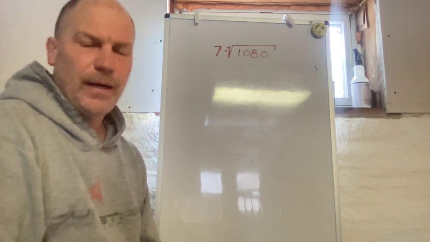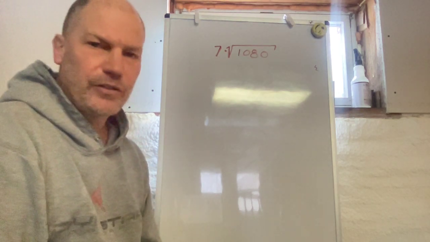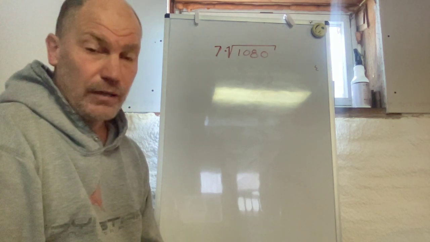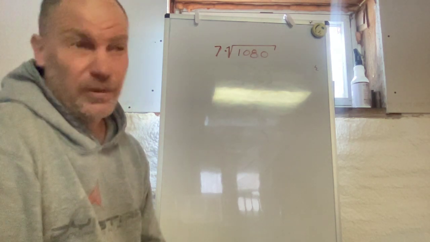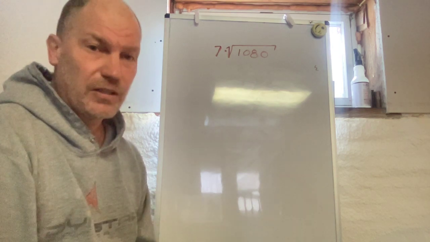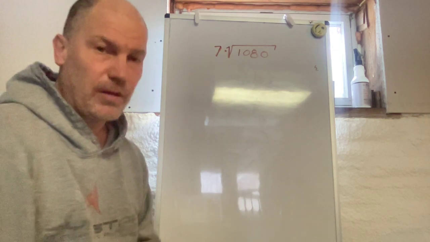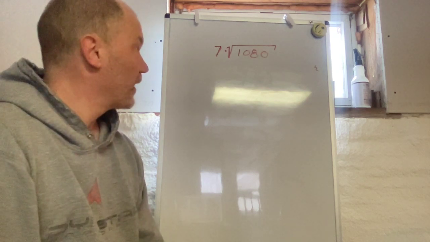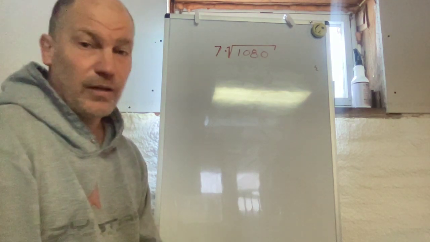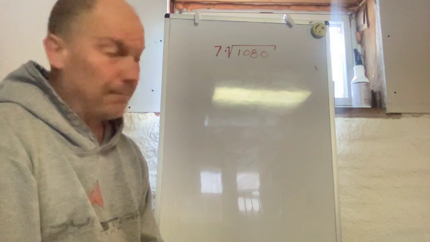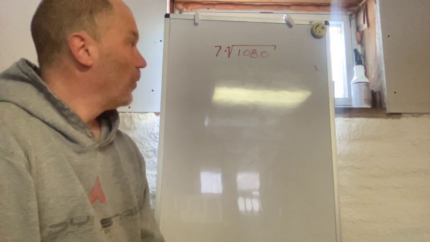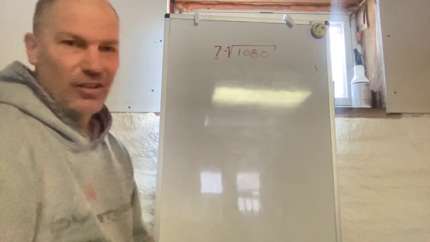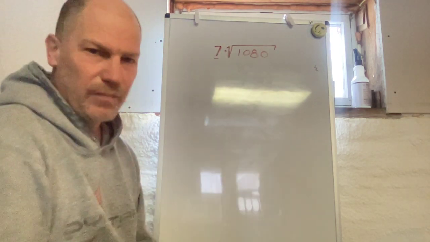So good afternoon. We need to learn how to take the square root of numbers today. I'm going to do maybe a challenging one just so you can see the whole process and all the possibilities that we would have in it. So we are dealing with 7 times the square root of 1080. And basically this 7 here is just going to tag along right into the end, so we don't worry about that.